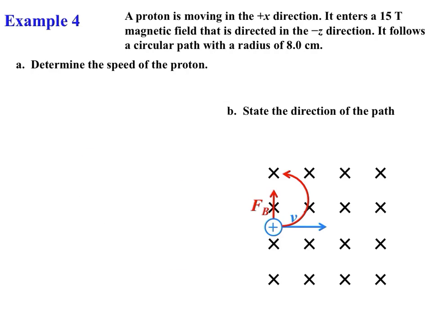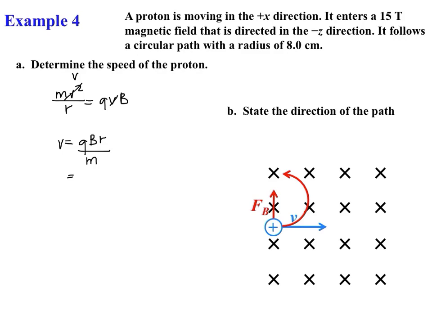Again, we're putting it all together. We're asked to solve for our speed, and we have enough information to calculate our force. So we have mv squared over r is equal to qvb. At this point, we can actually cancel out one of our velocities. And so our speed will be equal to q times b times r over m.